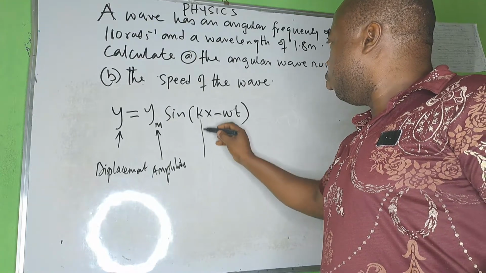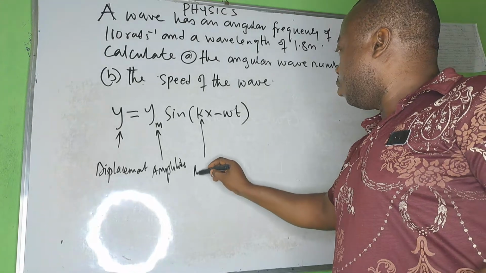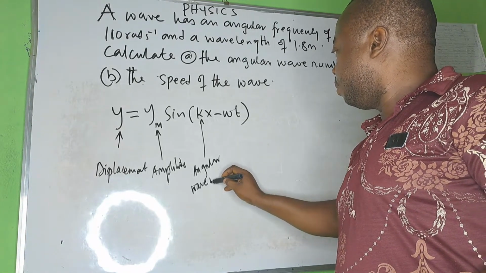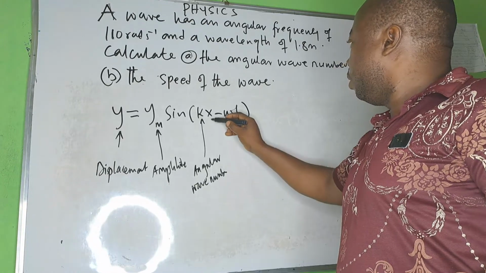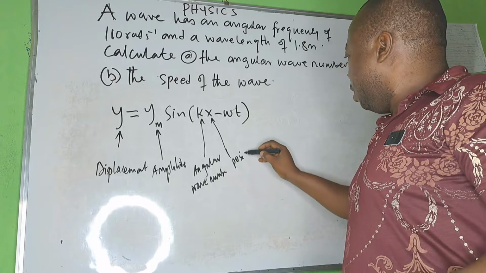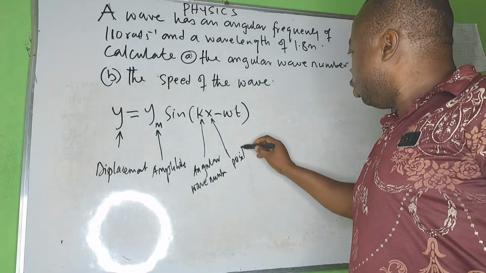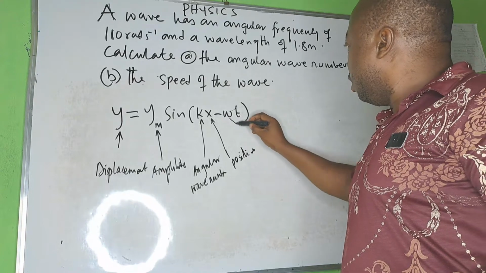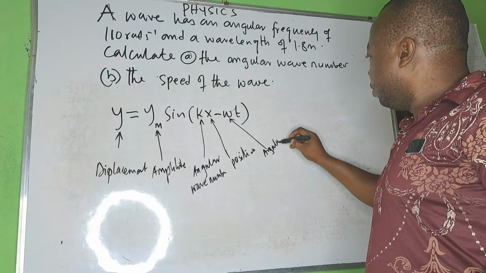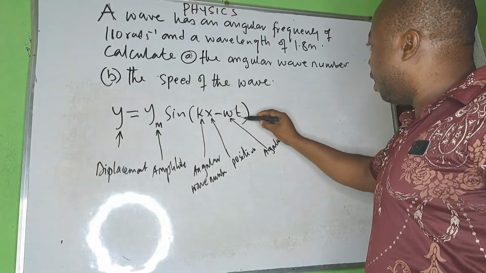k is the wave number, which we are required to calculate, the angular wave number. x is the position of the particles of the wave that vibrate at a given time. Omega is angular frequency, while t is time.